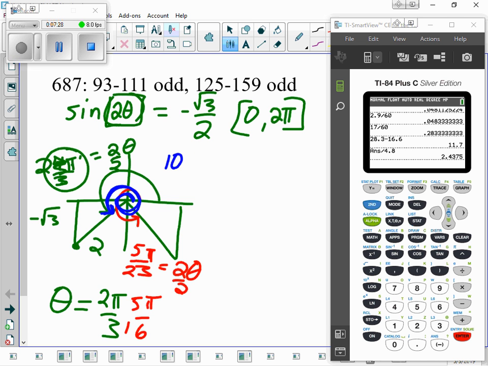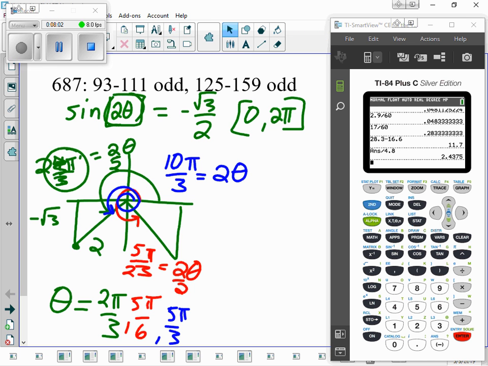So 10 pi over 3 is equal to 2 theta. Divide by 2, and I get 5 pi over 3. Is 5 pi over 3 inside one full rotation? Did I do that right? 3, 6, 9, 10. Yeah. Is 5 pi over 3 inside one rotation? Yes. Okay.